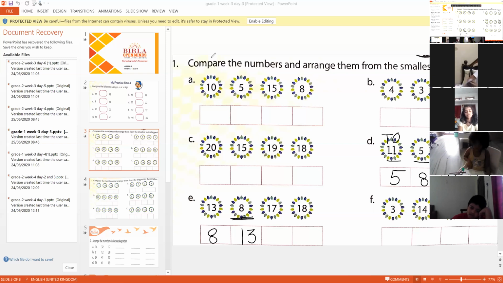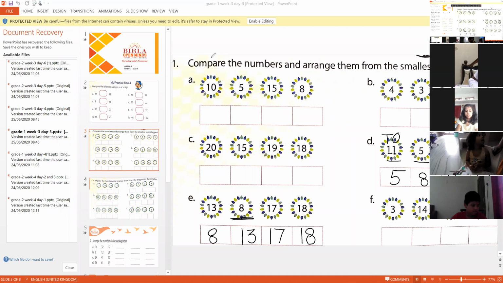Tell me which number is smaller, 17 or 18? 17. Mayuri, it's 17. After 17, after 18. Very good, Mayuri. Thank you so much. Good girl.